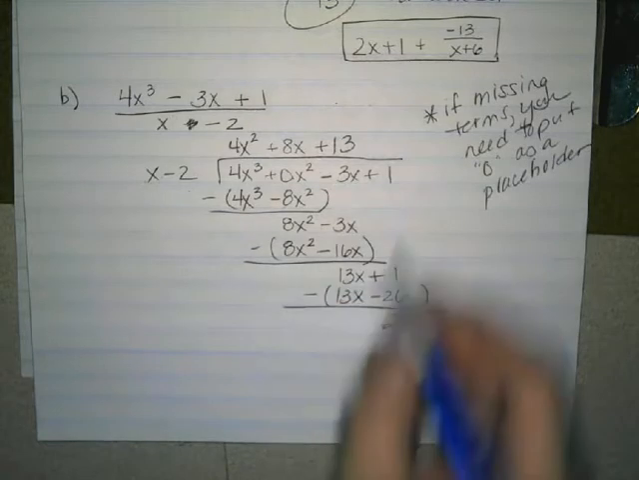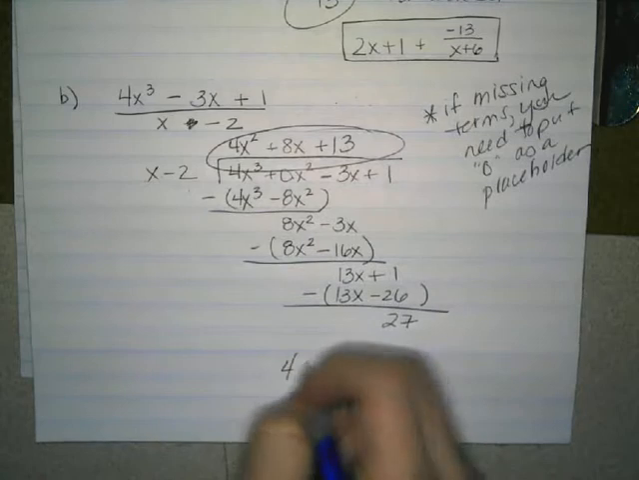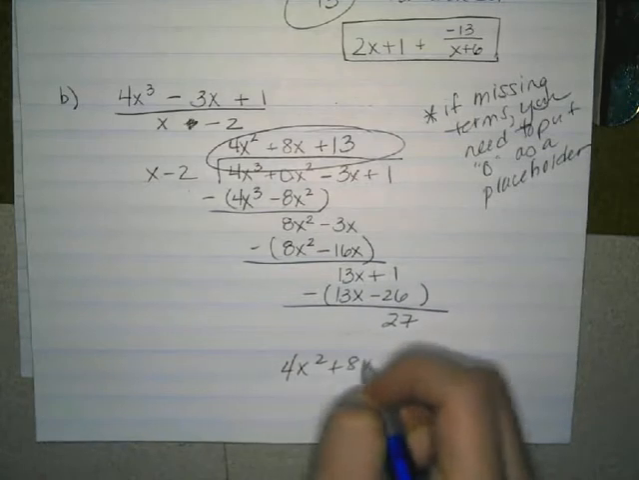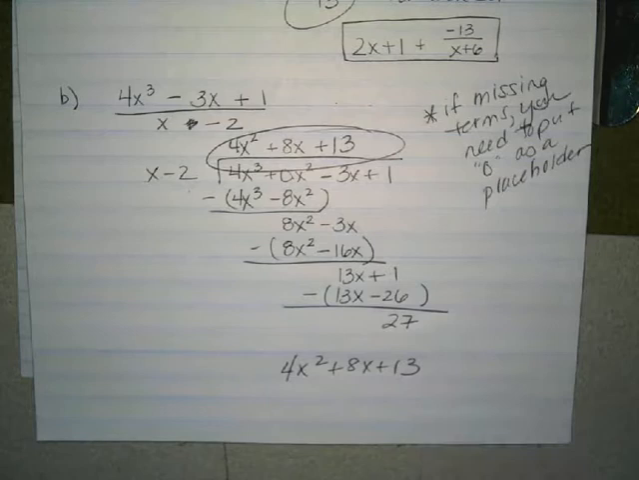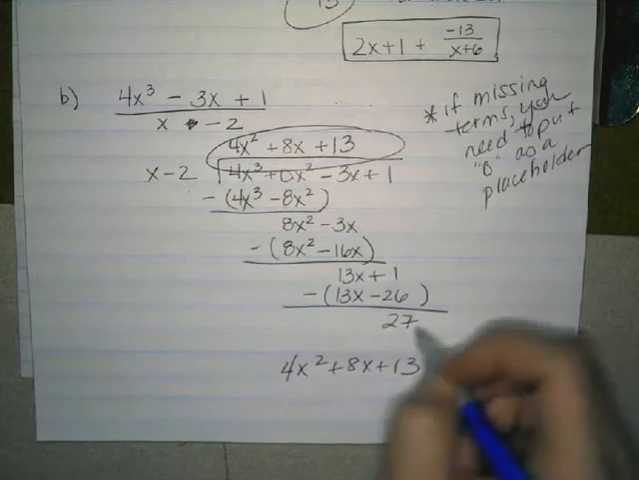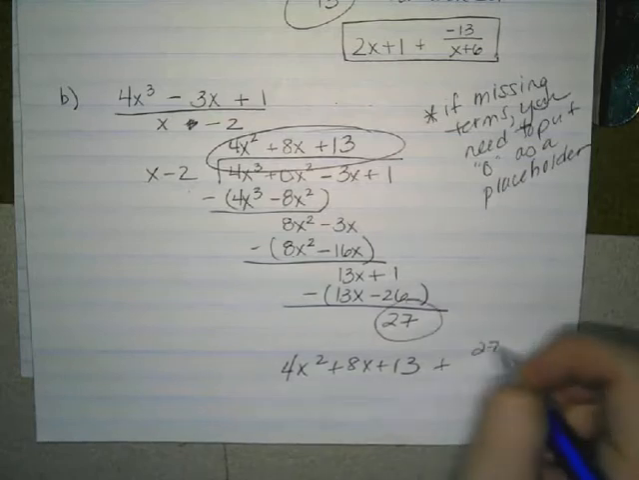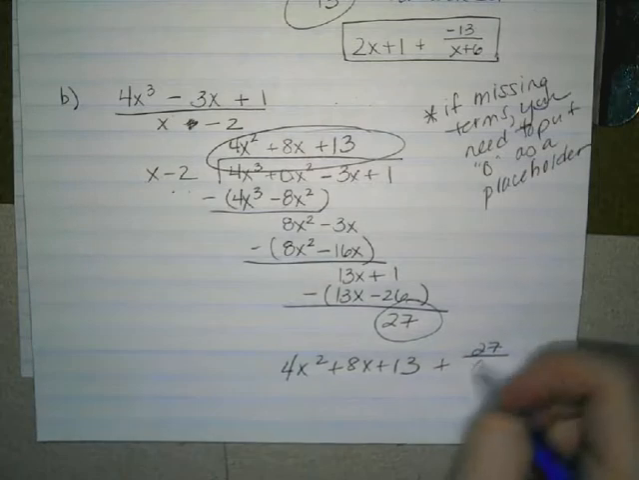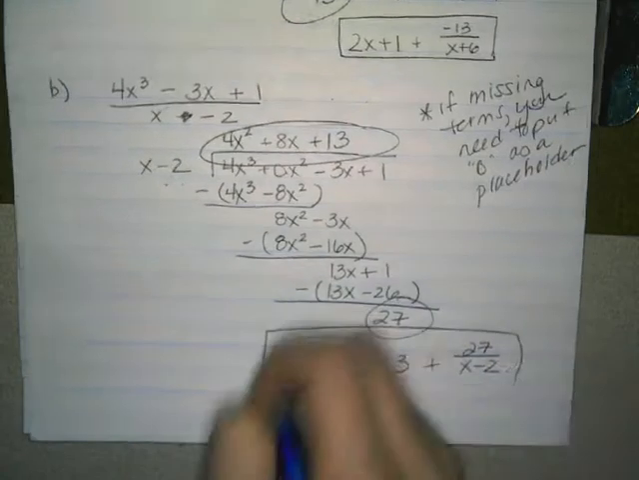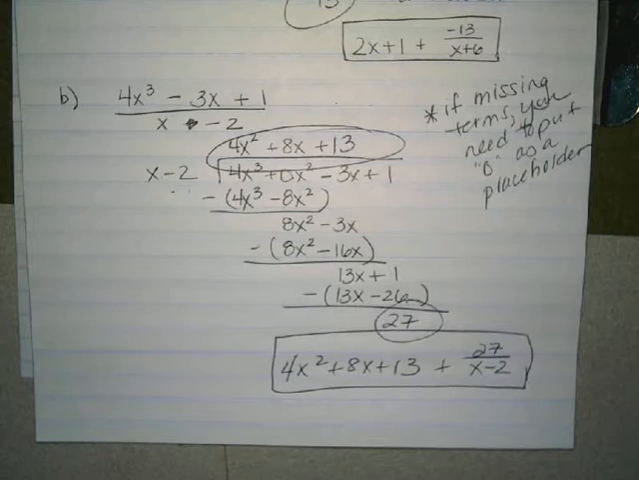So your answer would be 4x squared plus 8x plus 13 plus your remainder, 27, and that's still being divided by your divisor, x minus 2. And that would be your final answer.